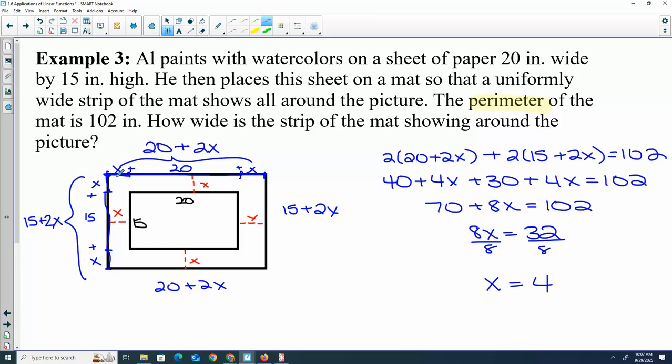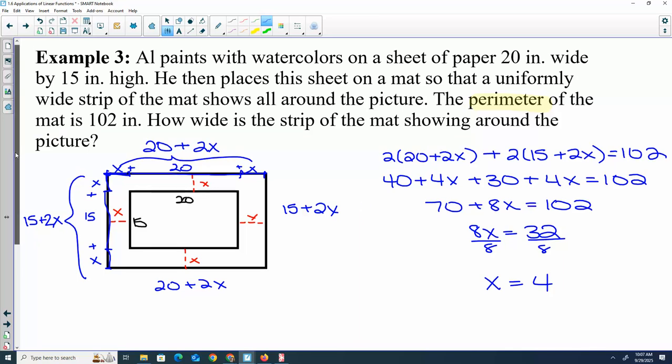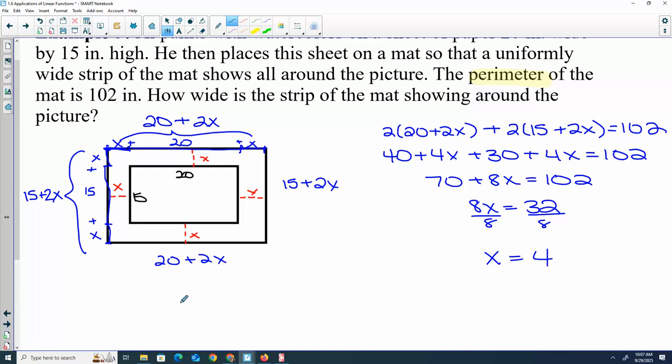Okay, what should I do? The width of the strip of the mat is 4 inches around the picture.